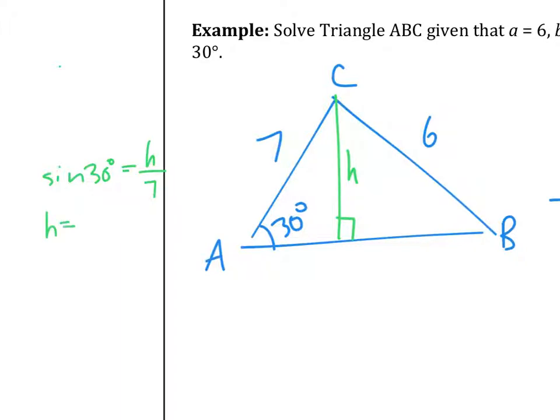So H is equal to 7 sine 30. Figure out what H is. If you remember sine 30, it will be very fast. 3.5. Okay, so is 6 between 7 and 3.5?